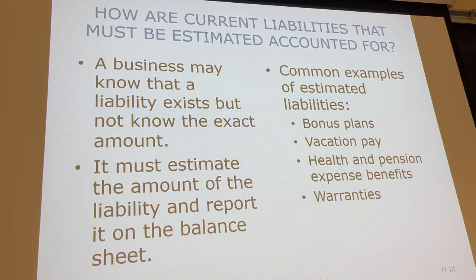Okay, next subject is liabilities that must be estimated. So these are things where we don't know for sure the dollar amount of them, but under GAAP accounting rules, we still have to put a liability on our balance sheet. So some examples of these liabilities would be bonus plans, vacation pay, health and pension expense benefits, and warranties.